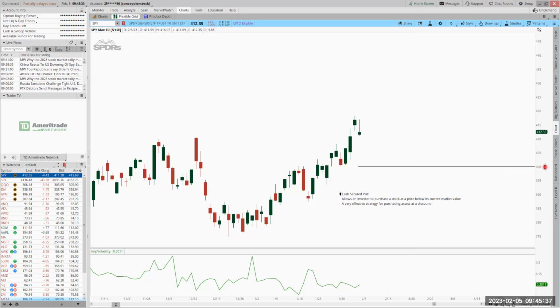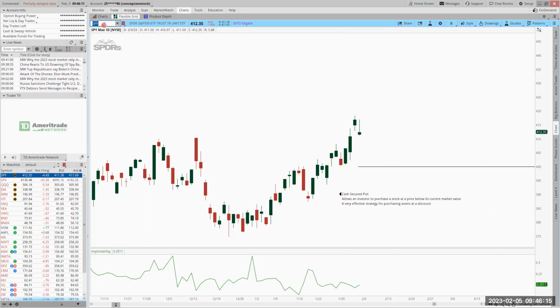So in order to execute the trade, once again, whatever the strike you select on that cash secured put, you must have the appropriate amount of capital in your account, meaning you take your strike price and multiply it by 100, and that's the capital required in order to execute the trade, hence a cash secured put. Once again, this is a very effective strategy for purchasing assets at a discount. You must have the capital in your account, and your total cost at assignment will be the strike price minus the premium. Let's show you another example.